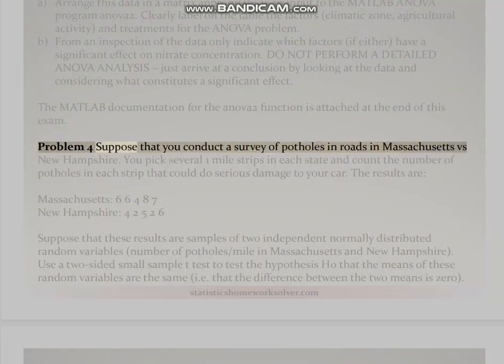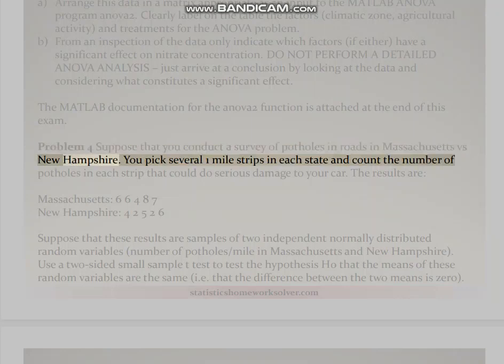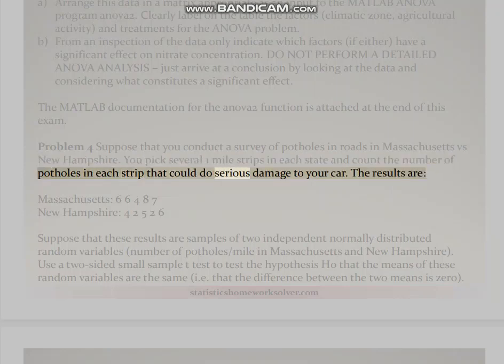Problem 4. Suppose that you conduct a survey of potholes in roads in Massachusetts versus New Hampshire. You pick several 1-mile strips in each state and count the number of potholes in each strip that could do serious damage to your car. The results are: Massachusetts, 66487, New Hampshire, 42526.